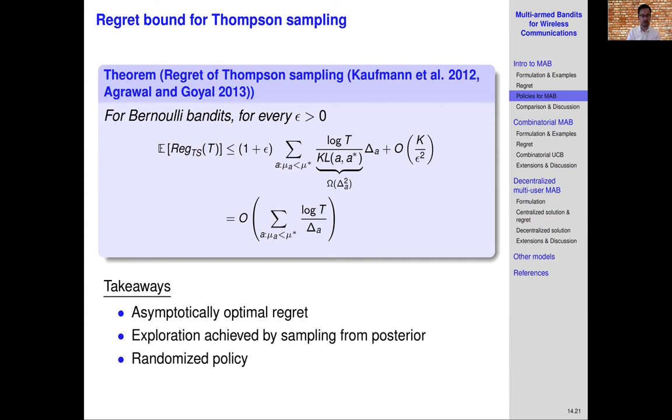So the main message from this algorithm is that Thompson sampling achieves asymptotically optimal regret, since its regret bound achieves the optimal dependence on the problem parameters as indicated by the bound of Lai and Robbins. It achieves exploration by sampling from the posterior distribution of each arm. Different from UCB, Thompson sampling is a randomized policy because its selection given the history depends on the samples of the posterior.